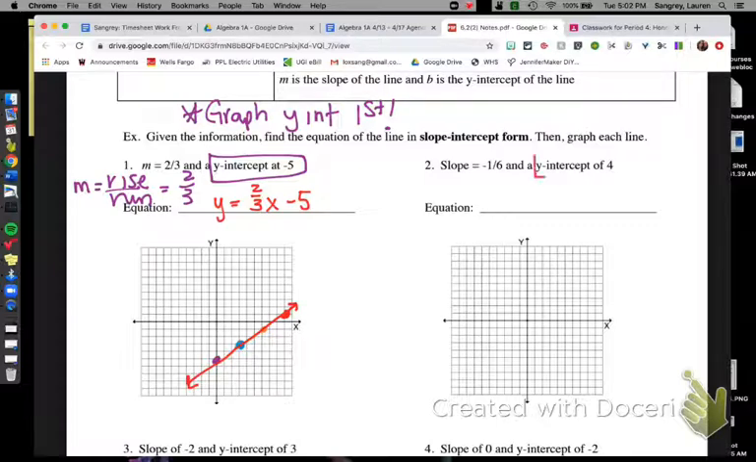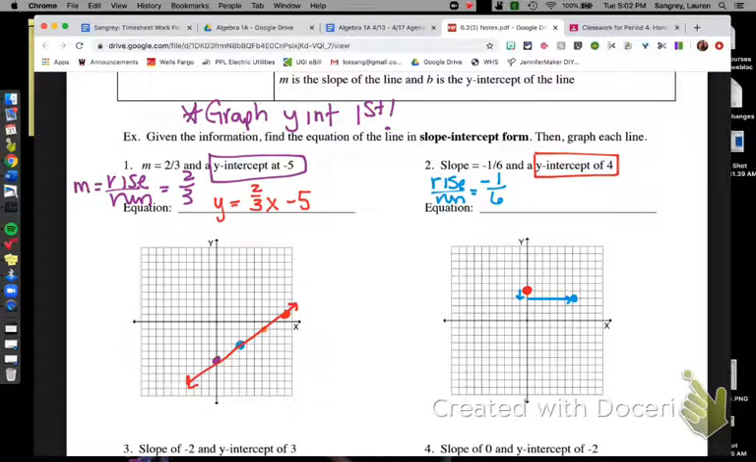So number 2, first thing I recommend is graphing the y-intercept. So find +4 on the y-axis. There it is in red. From that point, we are now going to use our slope. Our slope is rise over run, and we're told that it's -1/6. So -1 means we're going down. I'm starting at the red dot, and I'm going to go down 1, and then I'm going to run 6. 1, 2, 3, 4, 5, 6. And I'm going to put a dot.